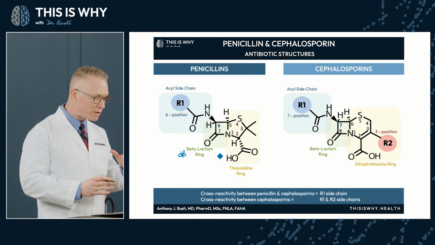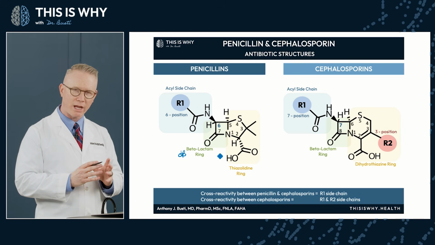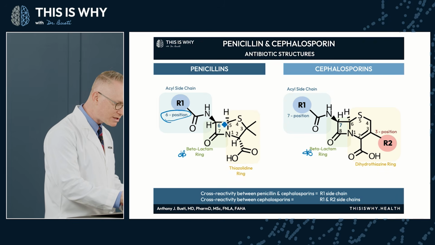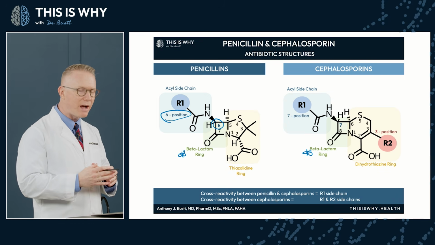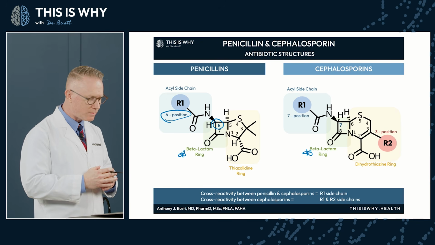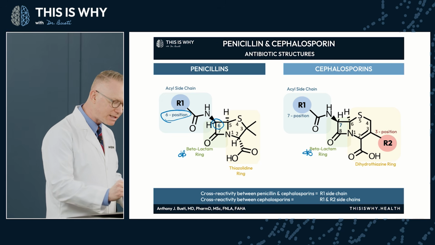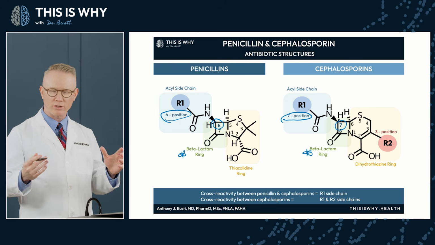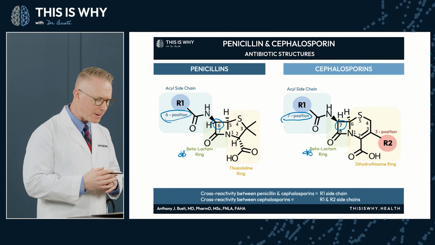Okay? So you can see on the left side for penicillins that the R1 side chain is at position 6. And the position 6 is talking about the sixth bond in the order of the bonds as it relates to the beta-lactam and the ring structure to the right. Whereas on cephalosporins, the R1 side chain is at the 7th position. Again, because there's more bonds and a different ring structure in the cephalosporin antibiotics, okay?